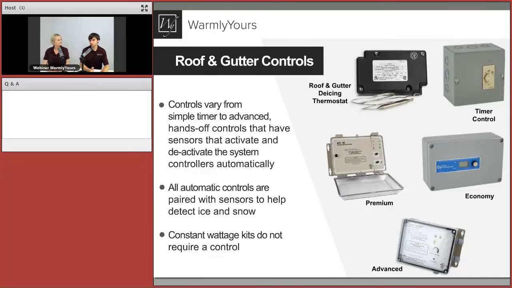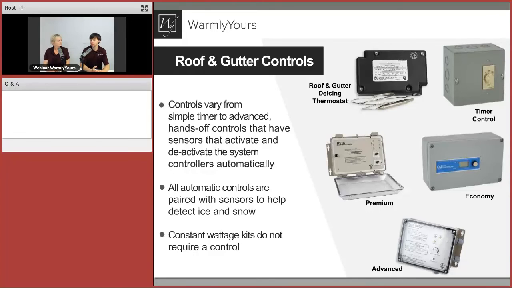Everything else we're going to be talking about now would be fully automatic, so you really have a good kind of automation in mind here, and you can ensure your system is going to be efficient. Excellent. So next is the roof and gutter de-icing thermostat. And I even see what looks like a sensor attached, correct? It comes with a pre-attached sensor.